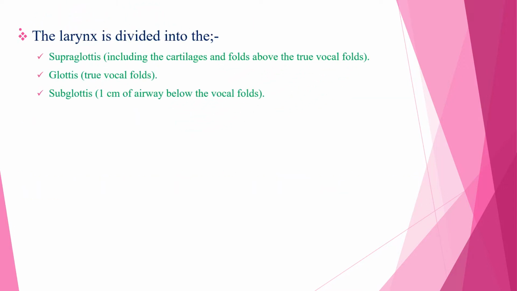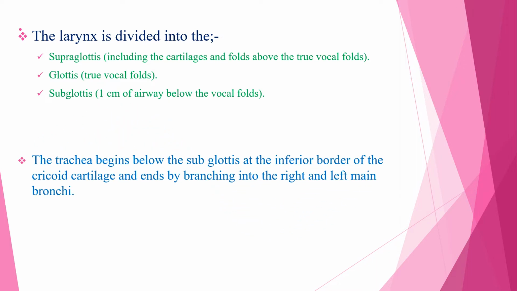The larynx is divided into the supraglottis, glottis, and subglottis. The supraglottic segment of the larynx includes the cartilages and the folds above the true vocal folds, whereas the glottis is the true vocal folds and the subglottis is 1 cm of airway below the vocal folds. The trachea begins below the subglottis at the inferior border of the cricoid cartilage and ends by branching into the right and the left main bronchus.